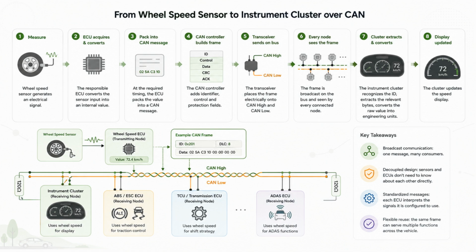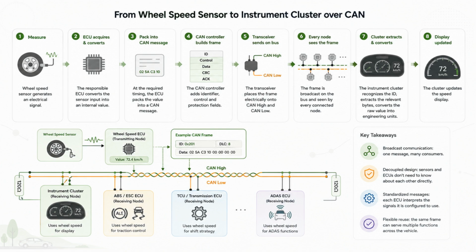Every node sees the frame. The instrument cluster recognizes the identifier, extracts the relevant bytes, converts the raw value into engineering units, and updates the speed display. Another controller can consume the same frame for a different function. Notice the separation. The sensor hardware does not know about the cluster. The transmitting ECU does not directly call a cluster function. The CAN network distributes standardized messages, and each receiving controller interprets the signals it is configured to use.